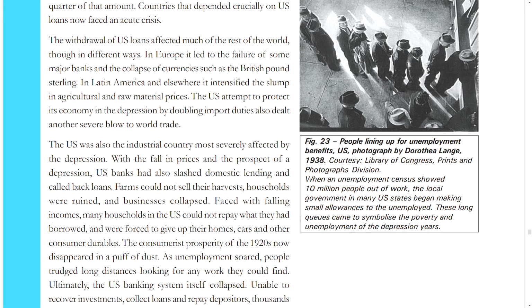Figure: people lining up for unemployment benefits. US photograph by Dorothea Lange, 1938, courtesy Library of Congress, Prints and Photographs Division. When an employment census showed 10 million people out of work, the local government in many US states began making small allowances to the unemployed. These long queues came to symbolize the poverty and unemployment of the depression.